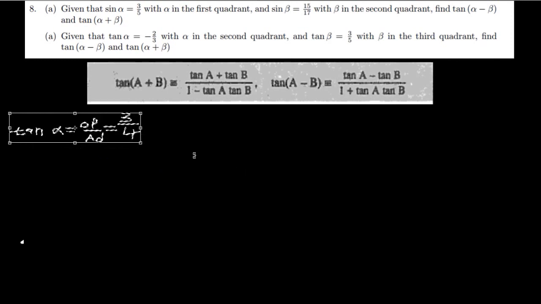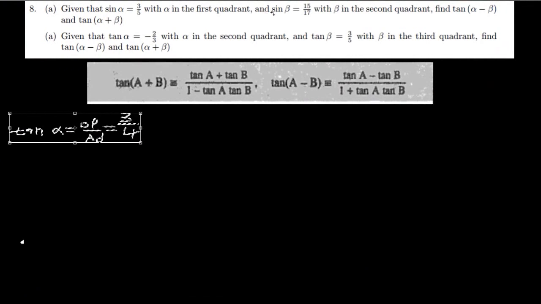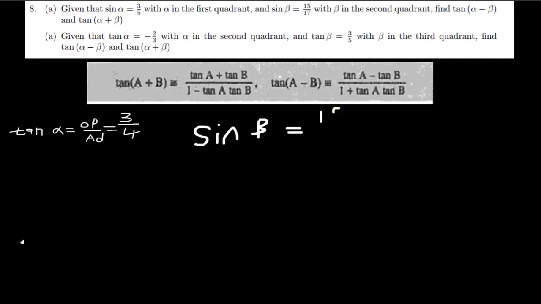So tan alpha is there. We also now get tan beta. According to the question, we've been given that sine beta is equal to 15 over 17, and they are telling us that this angle is in the second quadrant.